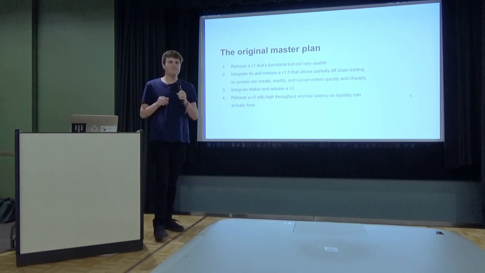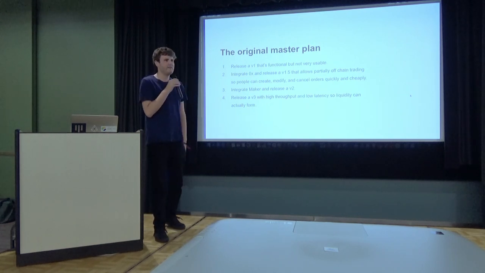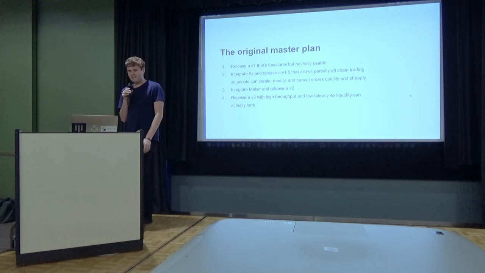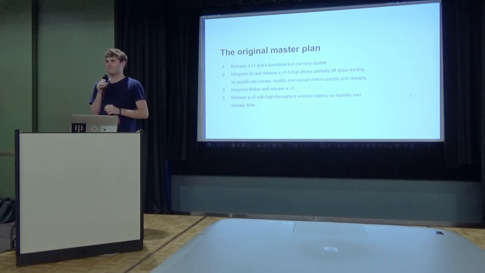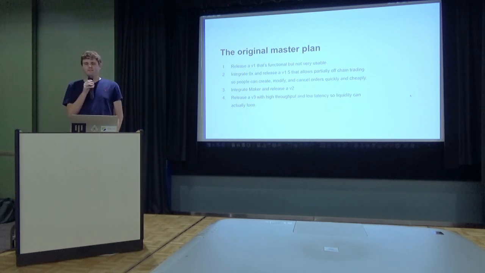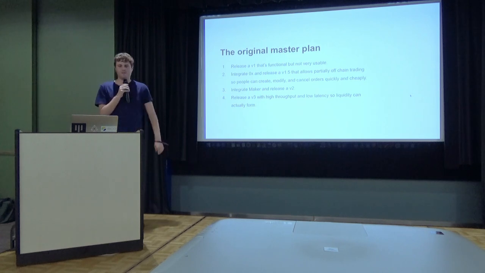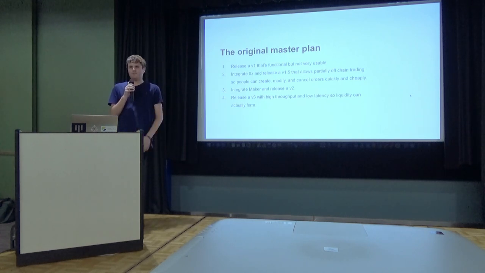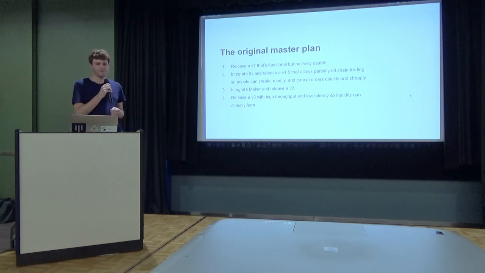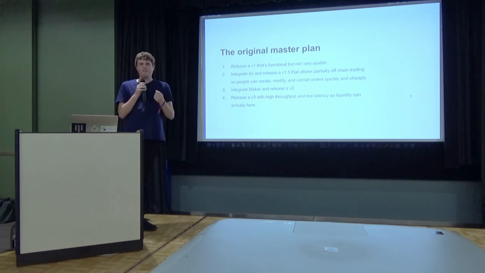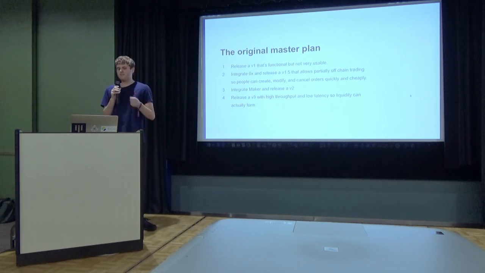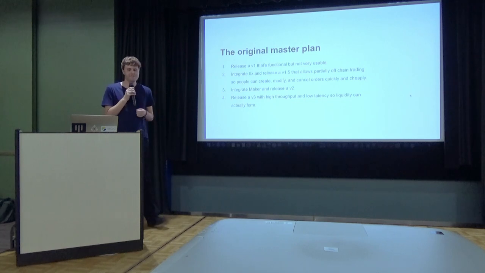We just wanted to prove out that it was actually possible. We were doing a lot of things people said were super crazy. People said that it'd be impossible to do all this stuff. We wanted to prove that you could do it even if it had a really bad user experience. And so the original plan was to release a V1 that was functional but not usable, then add 0x to allow off-chain trading, so you can get off-chain order placements, cancellations, and modifications.